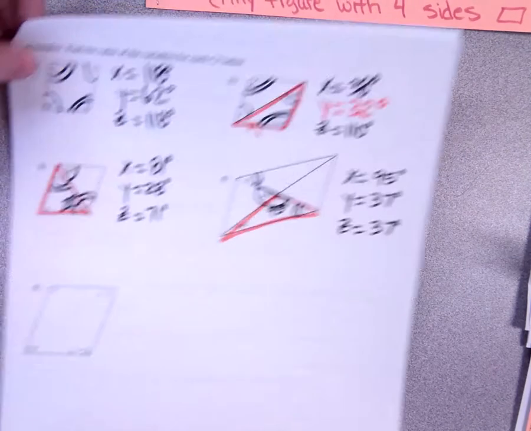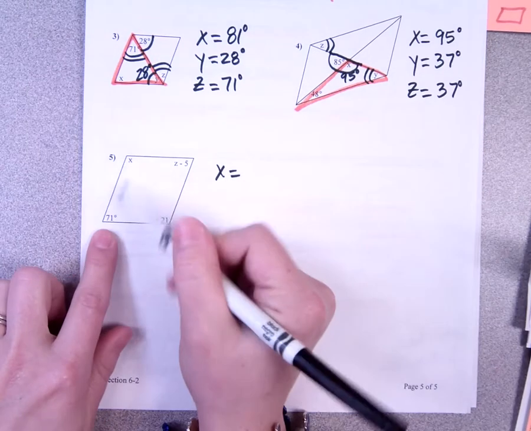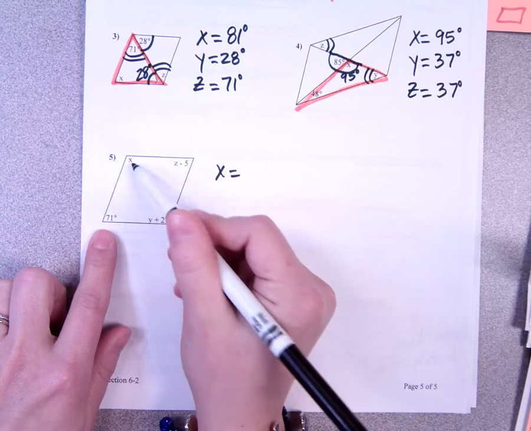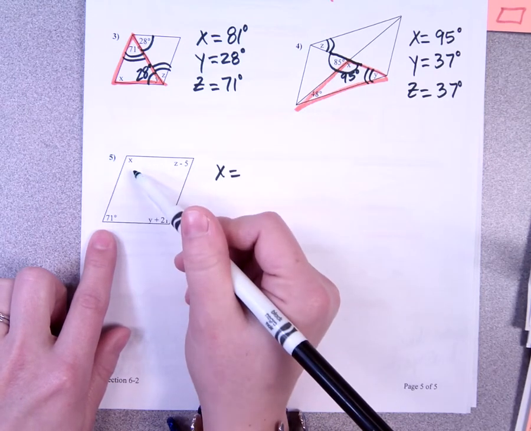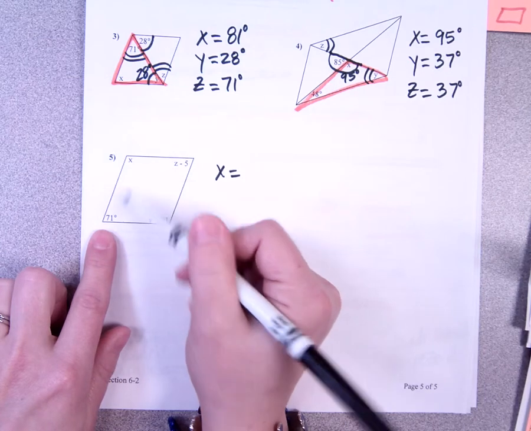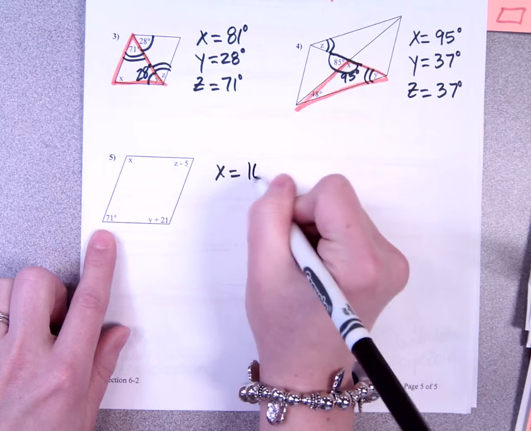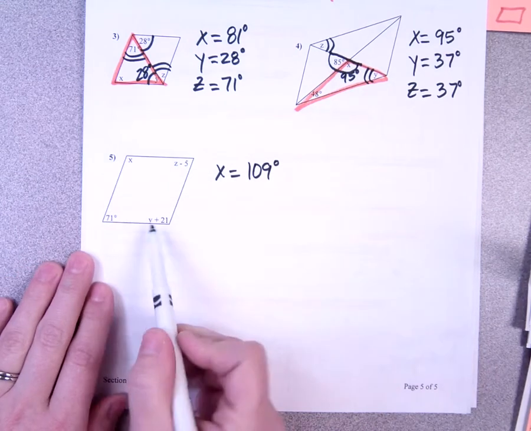Okay, number 5, let's start with x. When you look at the 71 and the x, are these opposite angles or consecutive? Consecutive. Are consecutive supplementary or consecutive congruent? Supplementary. Consecutive angles are supplementary. So what would x be then? 109? Okay.